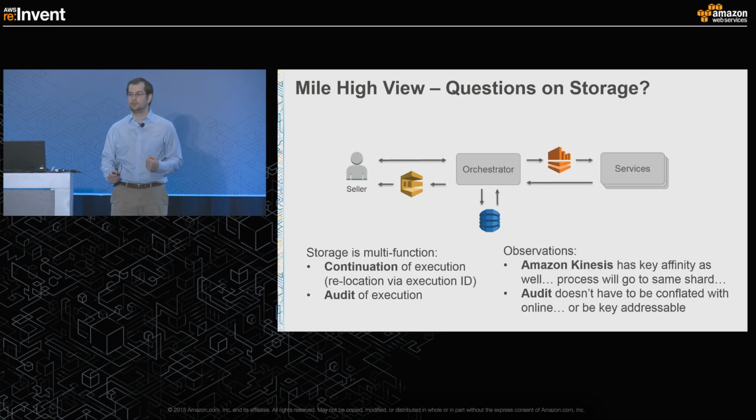But then we started pushing further. The next most expensive thing is storage. The biggest cost there is Dynamo. So we started having a look at what we actually needed from our process. Storage has two functions in an orchestrator.